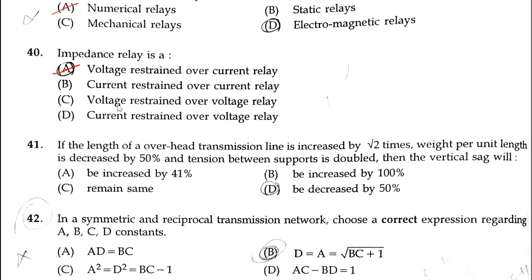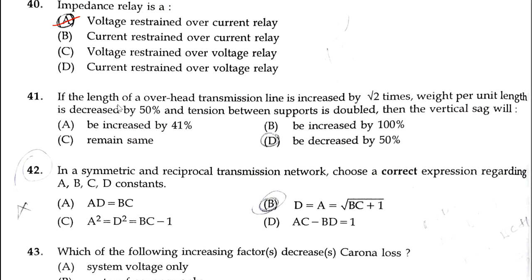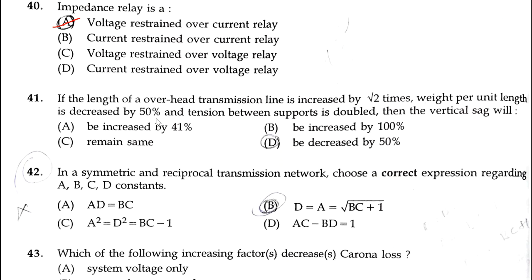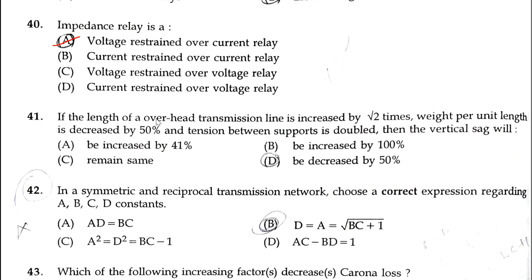Next one. If the length of an overhead transmission line is increased by root 2 times, the weight per unit length is decreased by 50%, and the tension between the supports is doubled, what will the vertical sag be? Here there are three parameters asked in the examination. Directly I'm writing the formula, S = ωL²/8T. Expanding this, S2/S1 = (W2/W1) × (T1/T2) × (L2²/L1²). The 8 by 8 gets cancelled.